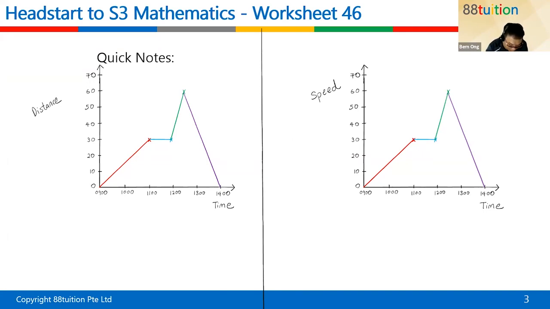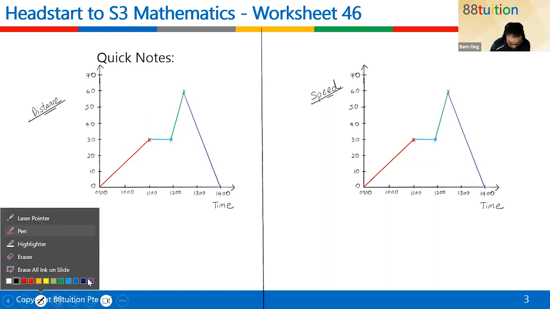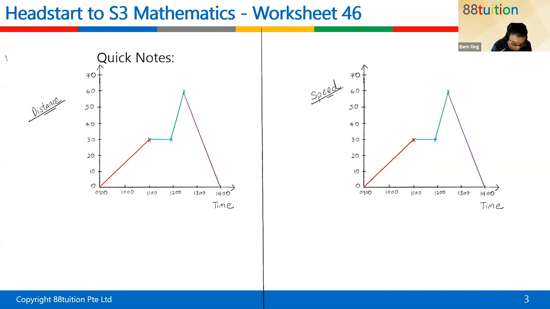The label means this word down here. This is called distance, this is called speed. So on the left, we are going to draw something. We drew it already. This is called a distance time graph. This is the main highlight of today. Distance time graph. And on the right is called a speed time graph.